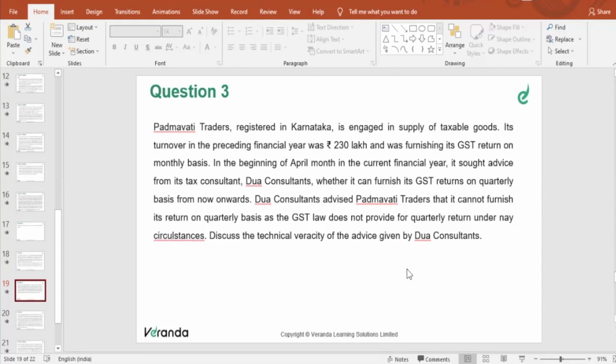Tell me, guys. So this is basically the concept of quarterly return and monthly payment, in which the assessee can file a quarterly return. First of all, I want all of you to give me a hint: how many of you are saying that yes, they are right, that a quarterly return is not applicable for them, and how many of you are saying no? How many are saying Dua Consultants is right or wrong? That's all I want to know.